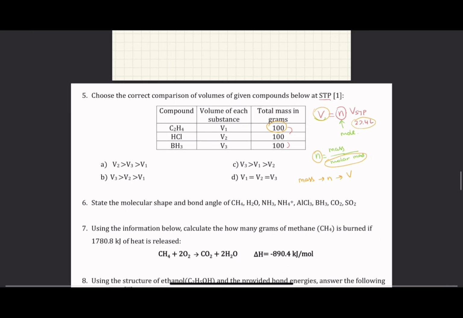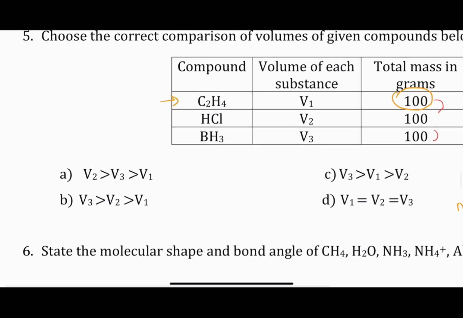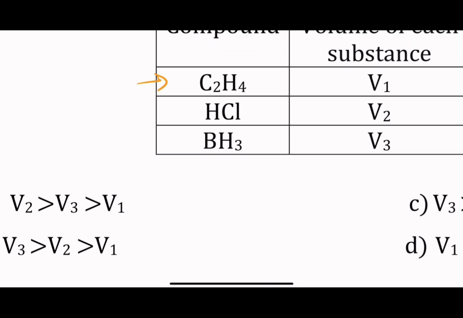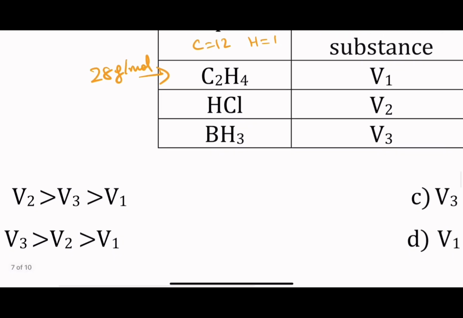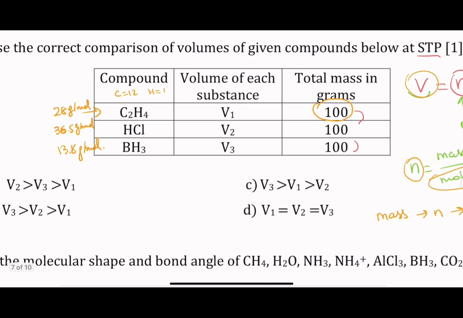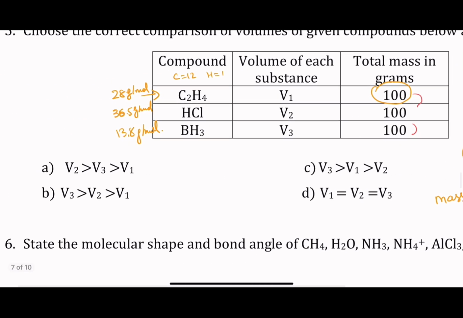This is the map. Now first of all, let's find the molar masses of these compounds. C2H4: carbon is 12, hydrogen is 1, so 24 plus 4, which is 28 gram per mole. Hydrochloric acid is 36.5 gram per mole. And BH3 is 13.8 gram per mole. So as you see, the one with the lowest mass is the BH3.